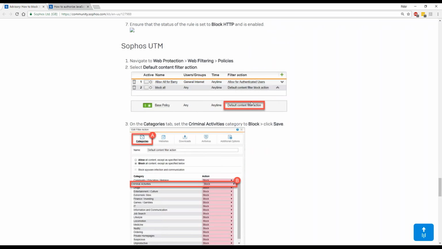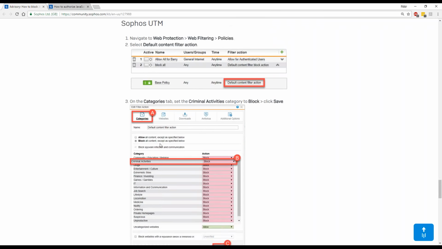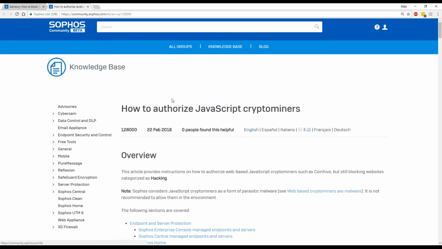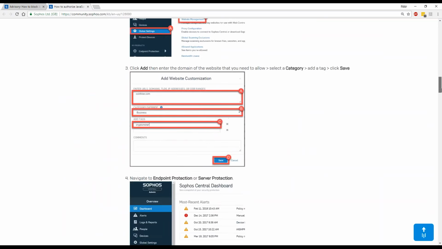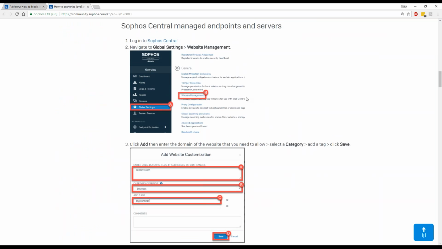In UTM, if you're running UTM, you can block the criminal activities category, so the name is different but the effect is the same, so then we will also block the crypto miners over here. If you want to authorize JavaScript crypto miners on specific websites, we also have a KBA on that, so that's 128000, and here we will also give you an overview for all the products how to allow this mining on specific websites. Why should that be interesting? I would show you later on why this could be interesting.